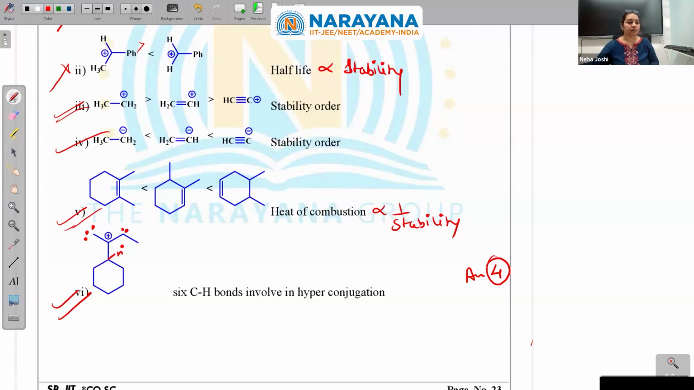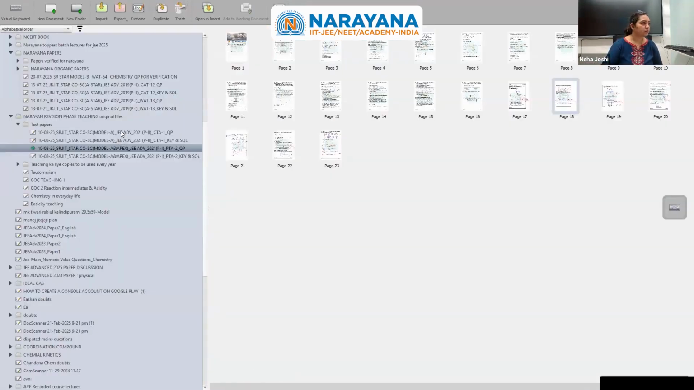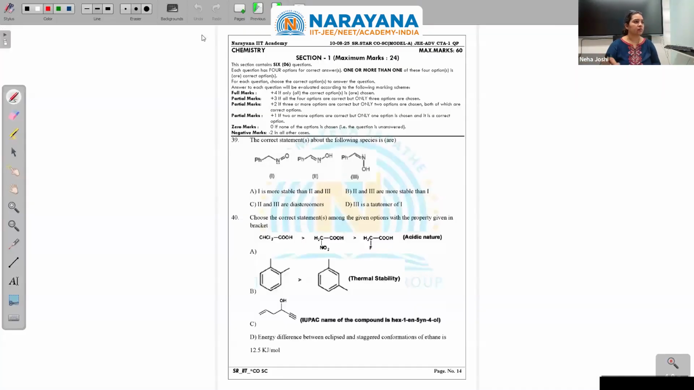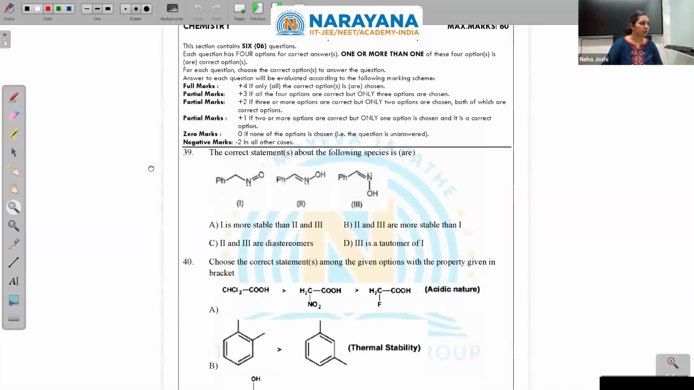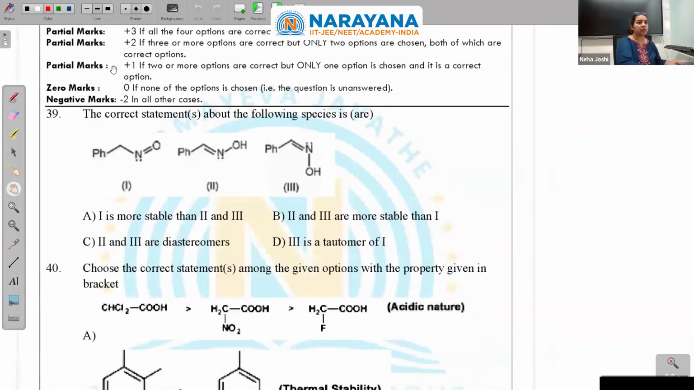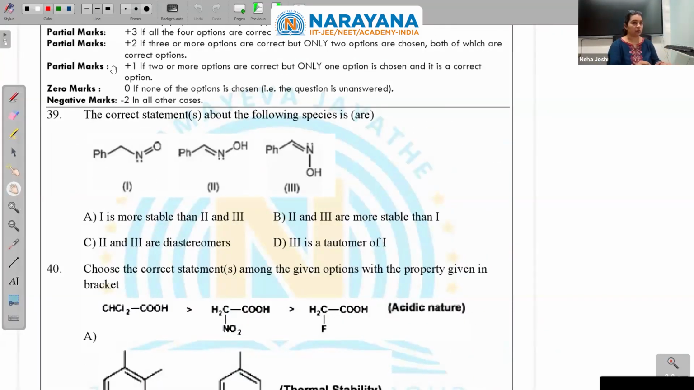So moving to CTA. Let us start CTA. I think here is our CTA. It starts from one or more than one correct. Let me open my hard copy also, in which I solved by hand.